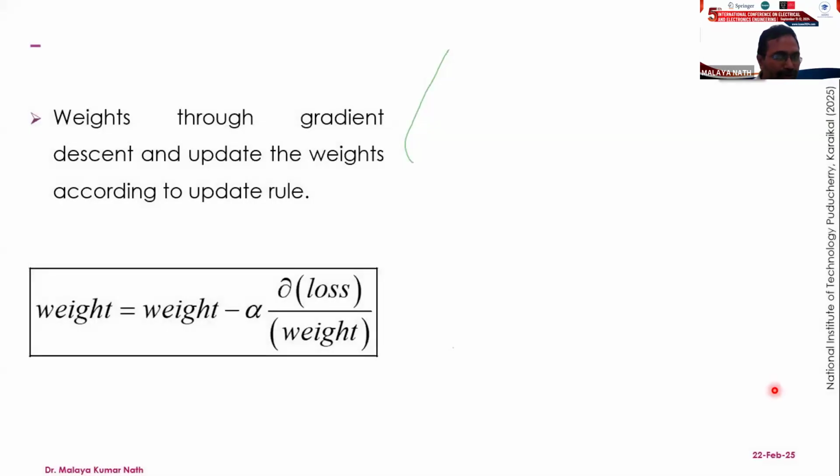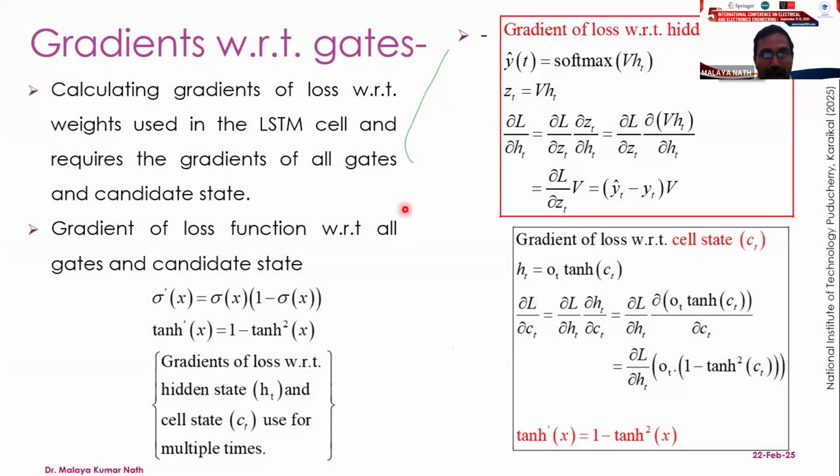Now, what is the updating rule? The updating rule says the new weight is equal to the weight minus alpha times the derivative of the loss with respect to the weight. This is the updating rule for gradient descent, and we update the weights according to this rule. Now, how do the gradients with respect to the gates have to be computed? This has to be computed for the LSTM cell and requires the gradients of the gates for the candidate state.